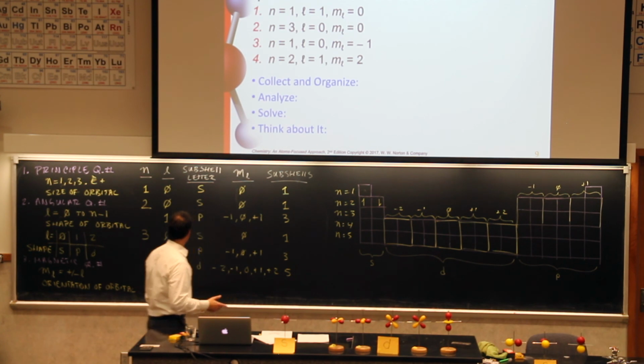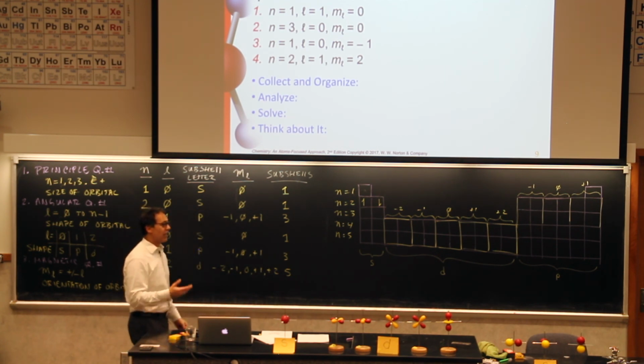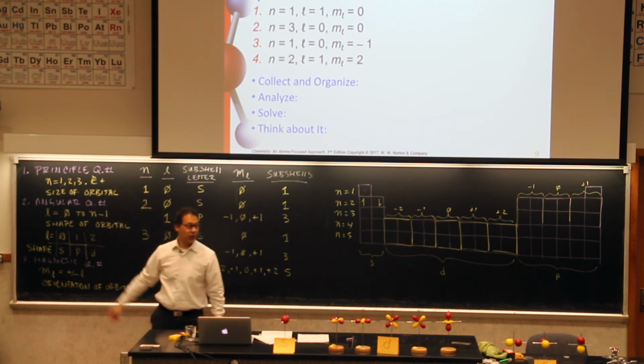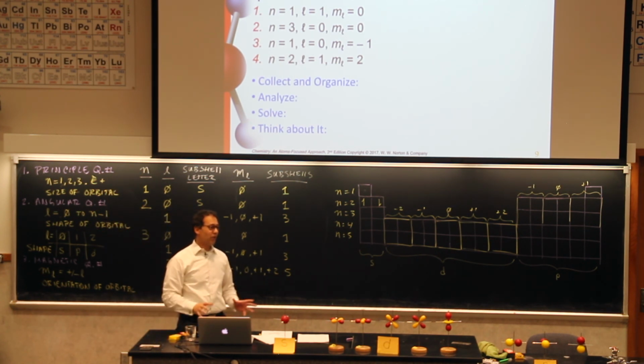What happens when n is higher than 3? Then we start getting into the f orbital, which is going to be the lanthanide and actinide series down here. I try to avoid that because now we're talking rare earth elements.